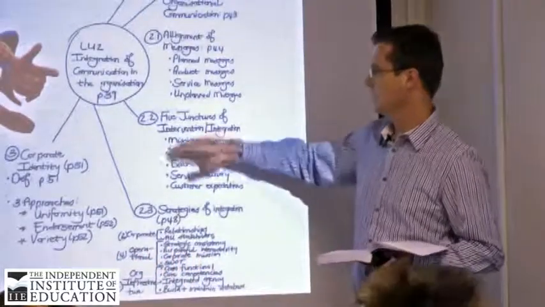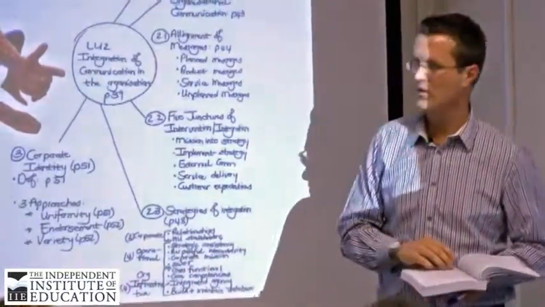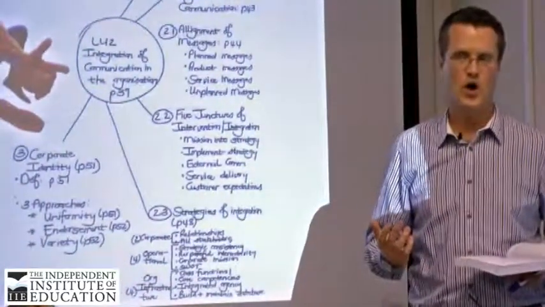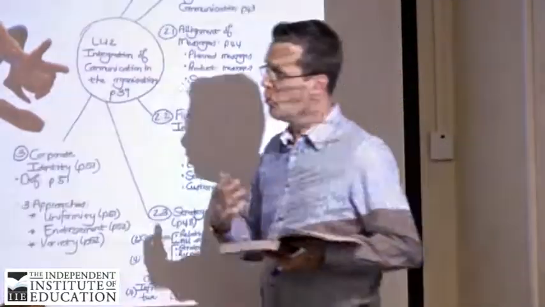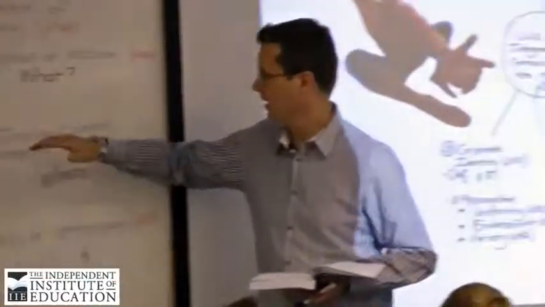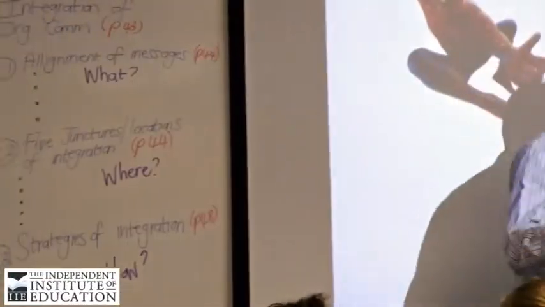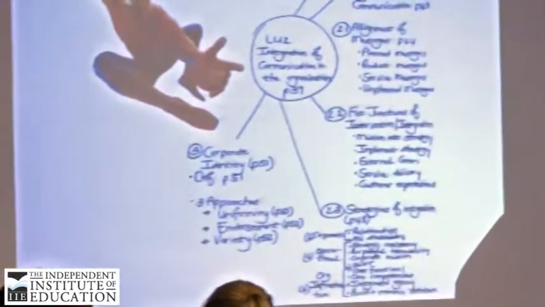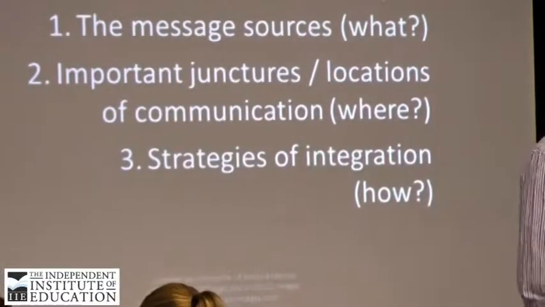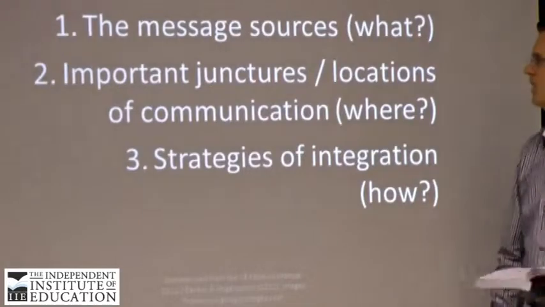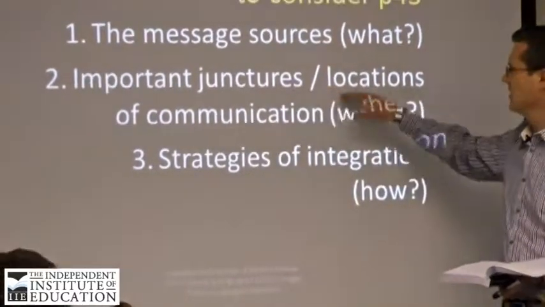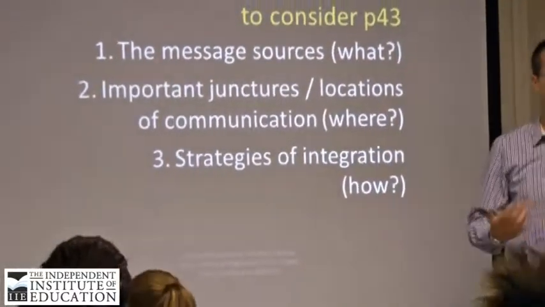The next thing is they talk about 5 junctures or locations of where we can integrate. So if we look at page 44, what does the word juncture mean? Do you know? Okay. Your book basically says it's also a location.